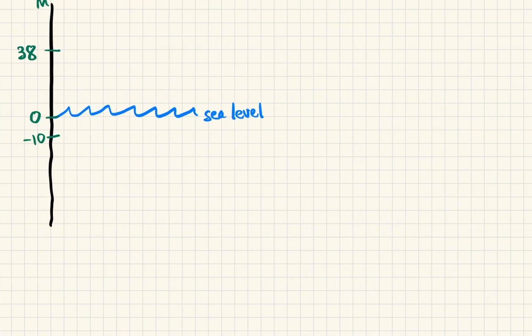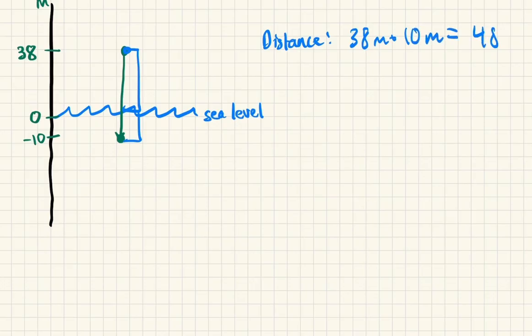Here's another example. 0 represents our sea level, and the situation here is that an object falls from 38 meters above sea level down to 10 meters below sea level, which would be -10 meters. So let's think about the distance. To get to sea level from 38 meters, a distance of 38 meters has to be covered, and then to get to 10 meters below sea level, another 10 meters. So the distance is 38 meters plus 10 meters. It's going to be 48 meters.